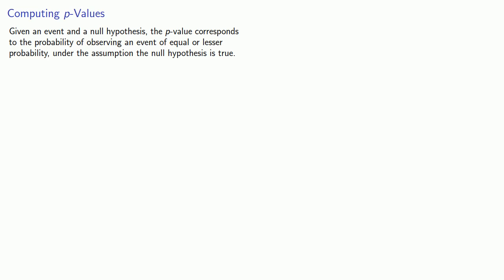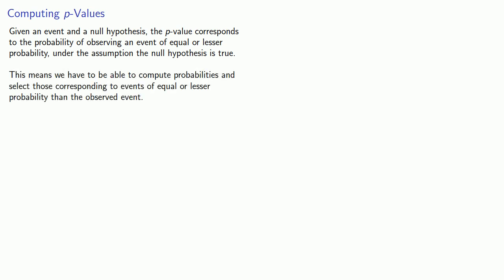Remember that given an event and a null hypothesis, the p-value corresponds to the probability of observing an event of equal or lesser probability under the assumption the null hypothesis is true. This means we have to be able to compute probabilities and select those corresponding to events of equal or lesser probability than the observed event.